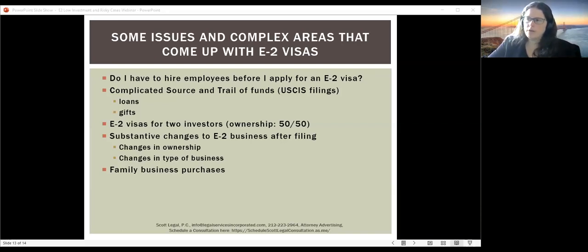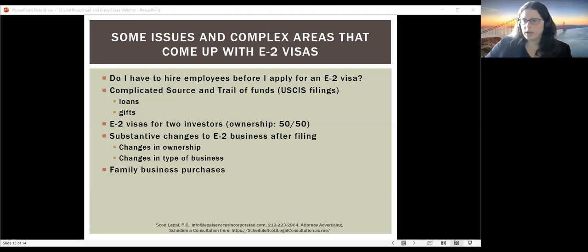Another thing that can often come up that can complicate a case is if you have a complicated source and trail of funds. This is mostly the case for a USCIS filing. Let's say that you have money from a family member, but it's just been sitting in a bank account for years and the source goes back many, many years. USCIS could come back to you and ask for all that documentation, even if it's 20 years old.